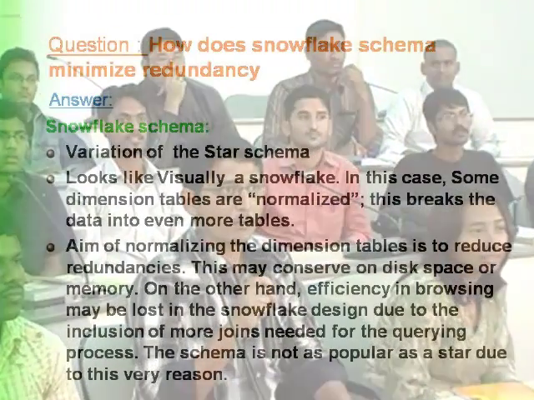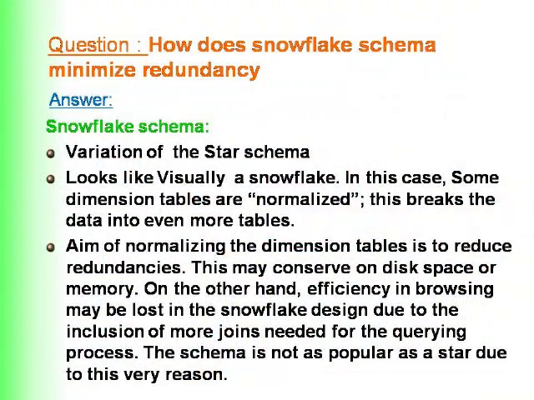How does snowflake schema minimize the redundancy? As you all know, snowflake schema is a variation of the star schema, and visually it looks like a snowflake. In this schema, some dimension tables are normalized. Normalized means what? It breaks the data into even more sub-dimension tables. The main aim of normalizing dimension tables is to reduce the redundancies. But of course, this may conserve more space or memory.